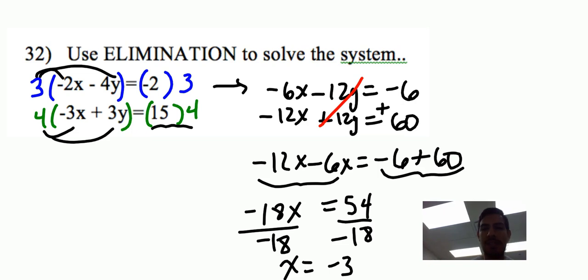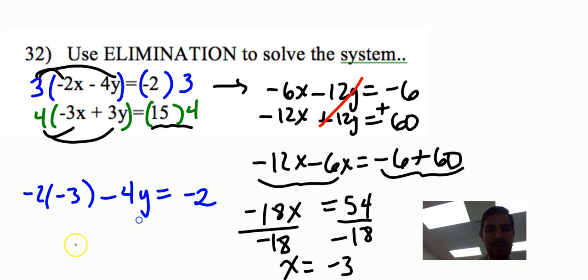Sorry, I was thinking about something else here. And I have to plug negative 3 back into one of these equations, so I'll choose the top one just because it doesn't matter. I'm going to do negative 2 times negative 3. When I put the number in parentheses, I'm multiplying it. Minus 4y, because that's what I want to solve for, equals negative 2. Negative 2 times negative 3 is a 6, minus 4y equals negative 2.